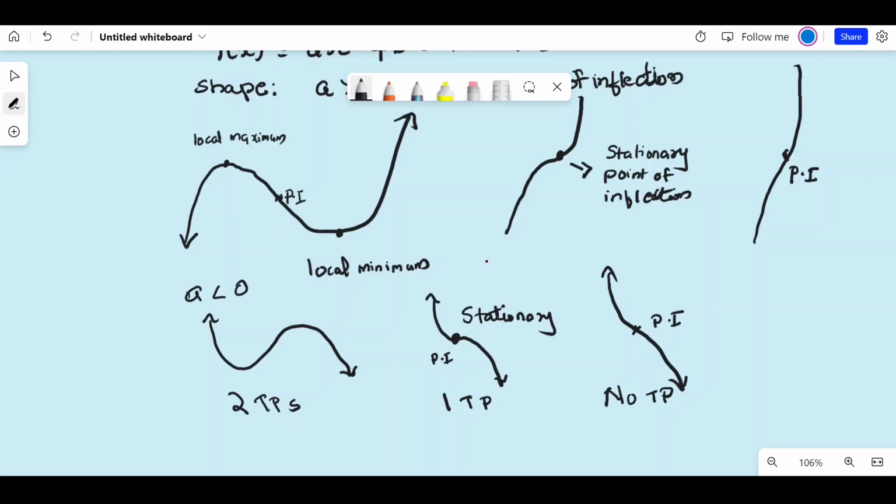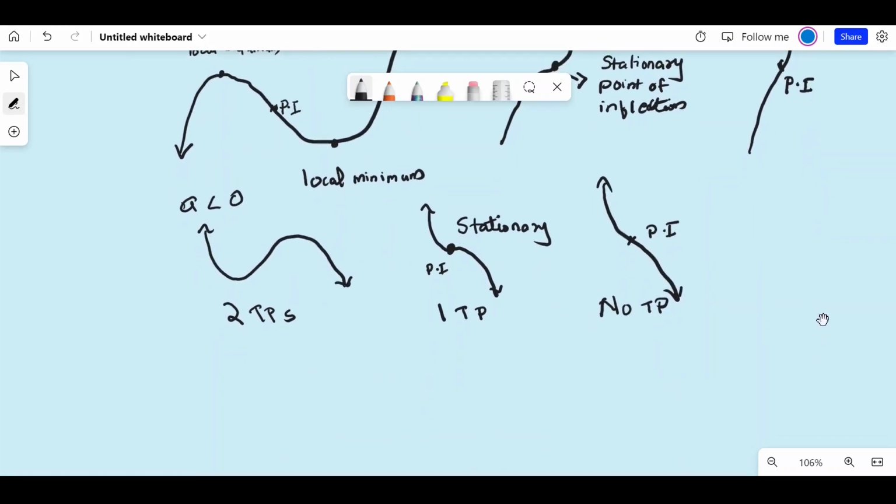Okay. Now to sketch the graph, like any other graph, we are going to use the intercept method. So we will find the x-intercept, y-intercept, then turning points. These are the three things we need, and also the shape. Let's take one example. Let's learn one sketching before we go to an exam question.